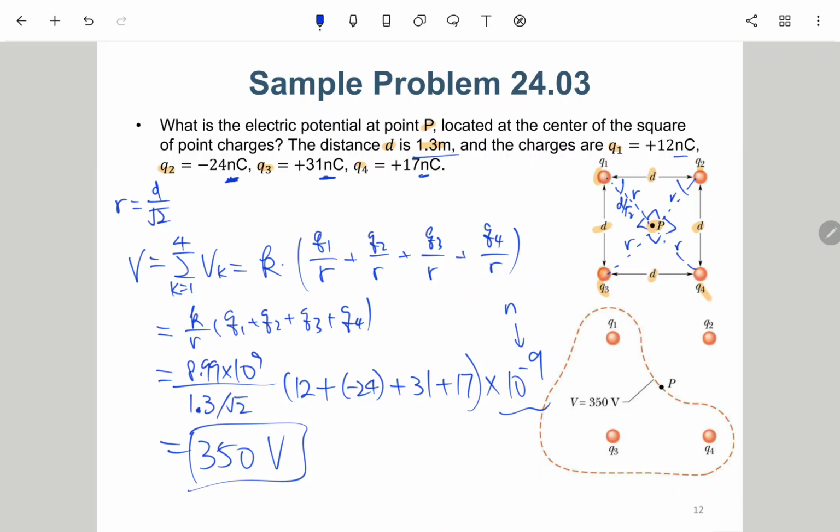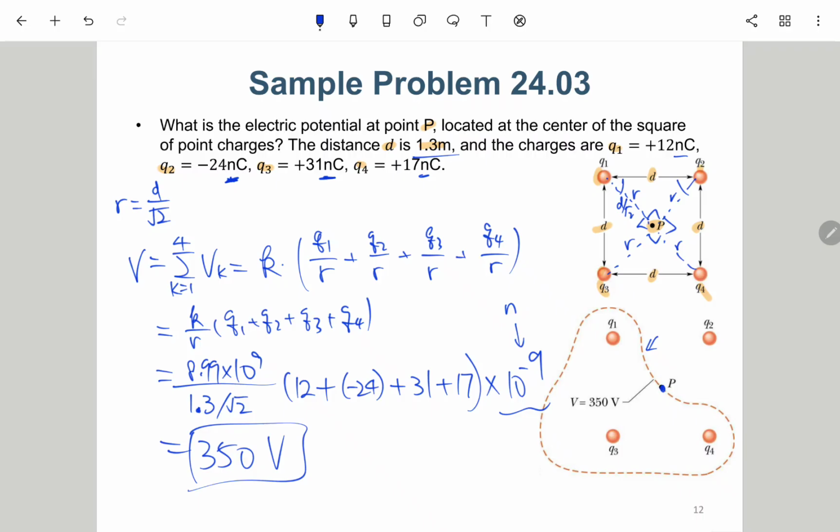Okay, for this question, it just asks you the potential at point P. But actually the figure here just tells you that this is the equipotential surface. Although it's only on a plane, so it is like an equipotential line. But don't try to ask why the shape will be like that.